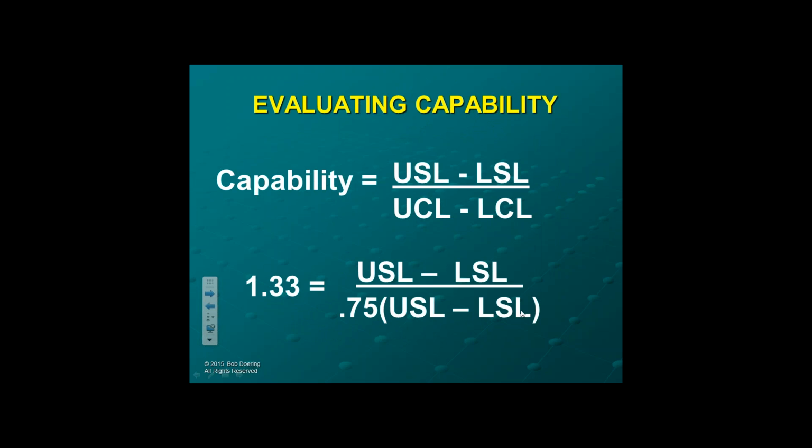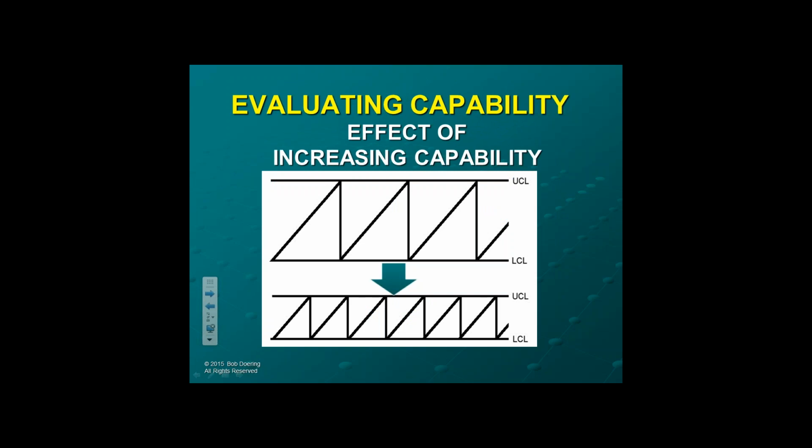Well, if the control limits are based on specification, which they are in this distribution, 75% of that gives you a 1.33 capability. It's not the kind of capability, it's not Cpk, because that's all based on normal distribution. But it gives you a ballpark of what you're looking at. Now, what's the effect of increasing the capability? That is reducing the variation and increasing the capability to 1.66 or even 2.